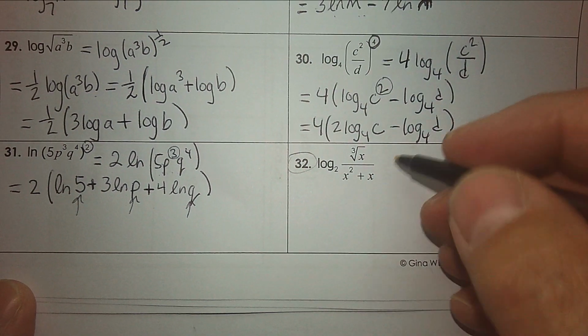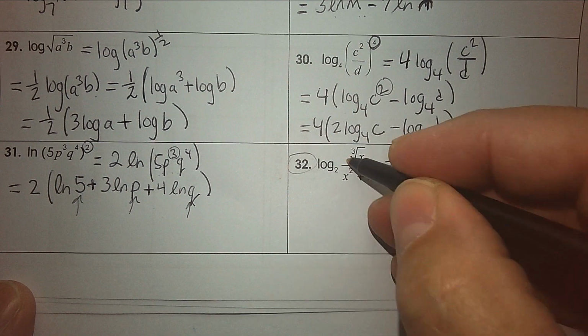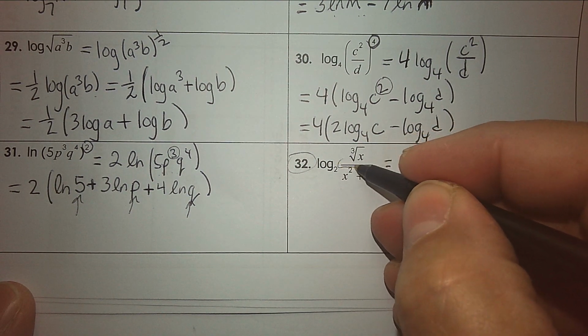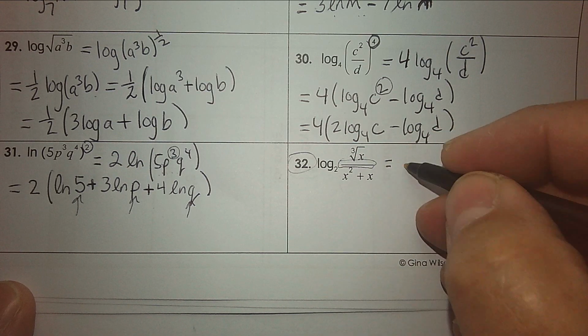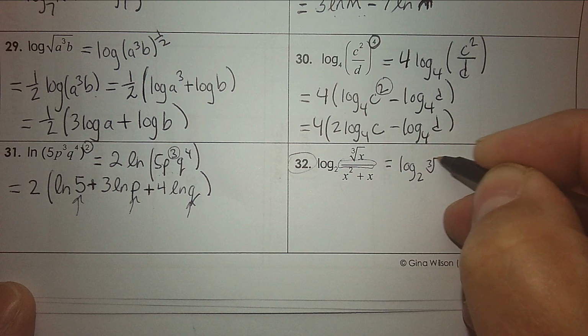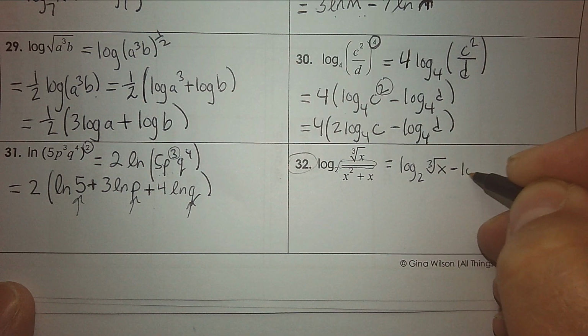The first step is, do you have a big exponent for everything? No. So the first thing we're going to do is undo the divide sign. How do I undo the divide sign? So we're going to subtract it into two logarithms.